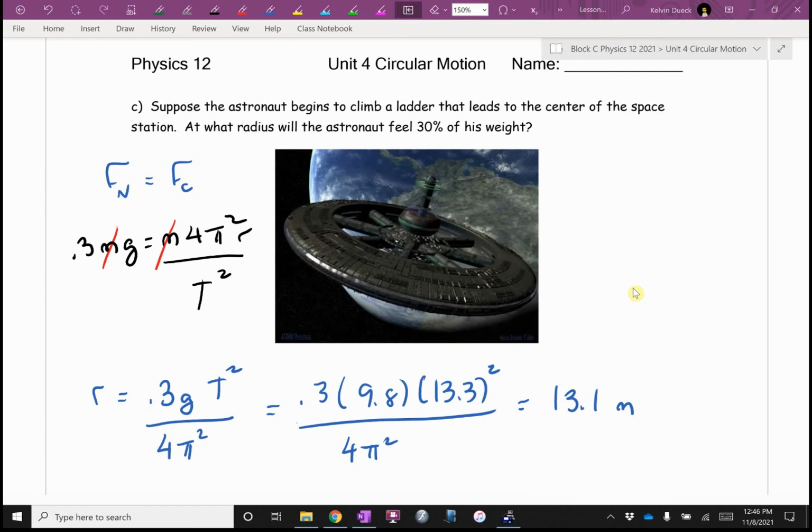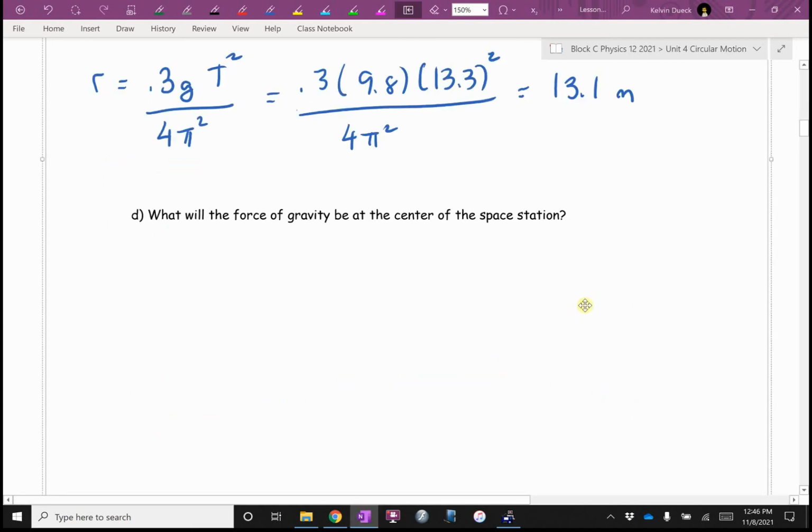Parker, you had a question. If you're in the middle, it'd just be 0 G? What will the force of gravity be at the center of the space station? So if we do someday build huge rotating space stations, let's say 1 kilometer across, and we get them spinning, at the dead center along the axis, there would be a 0 G section where you could do research.